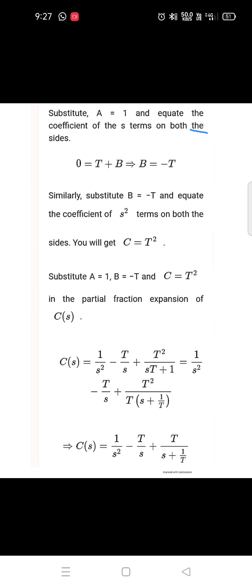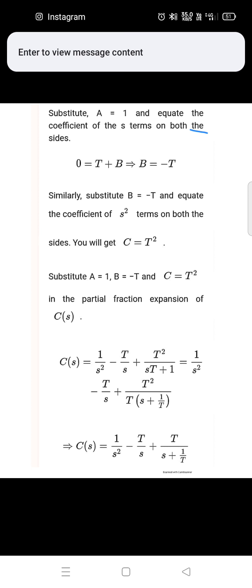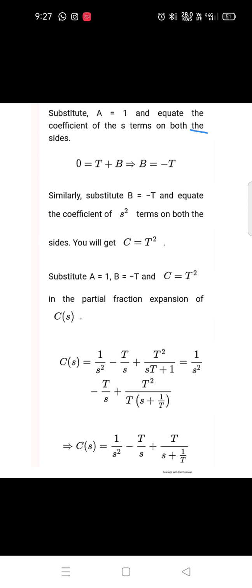Now by substituting A equal to 1 and equating the coefficient of the s term on both sides, it will come as B equal to minus T, and by substituting this B equal to minus T and again equating the coefficient of the s square term, we can get C equal to T square. So now we have A equal to 1, B equal to minus T and C equal to T square, and substituting these values in the partial fraction expansion, it will become 1 upon s square minus T by s plus T square by (T s plus 1 upon T).